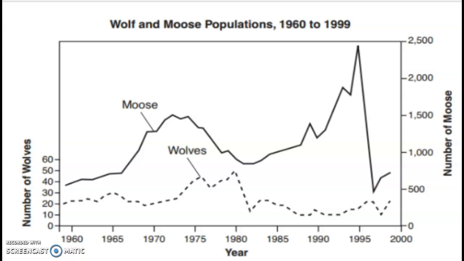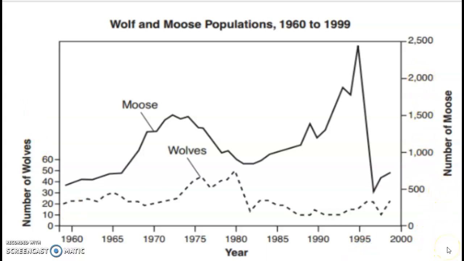Looking at this graph, if we look at our title, the wolf and moose populations from 1960 to 1999. So obviously I'm going to be looking at a trend of how the amount of wolves and moose have changed over the years. If we look at our x-axis, we have our year increasing as we go across 1960, 1965, 1970, so they're doing it in 5-year increments. And as we go from the bottom to the top, we're looking at the number of wolves on this side and the number of moose on this side.